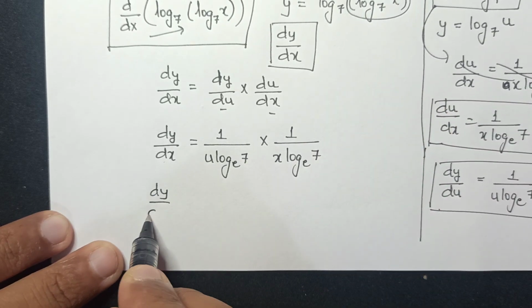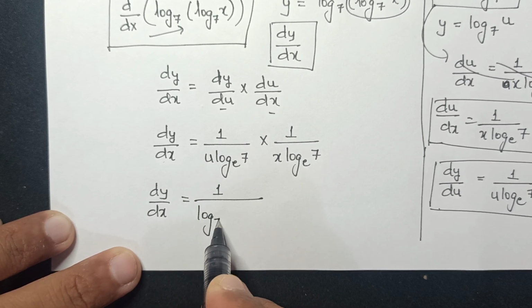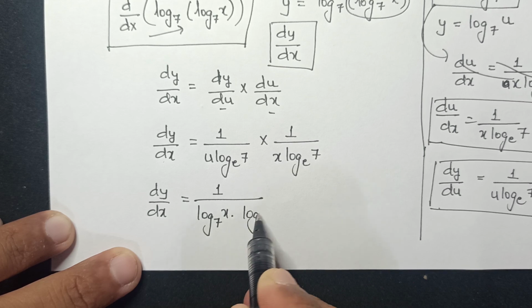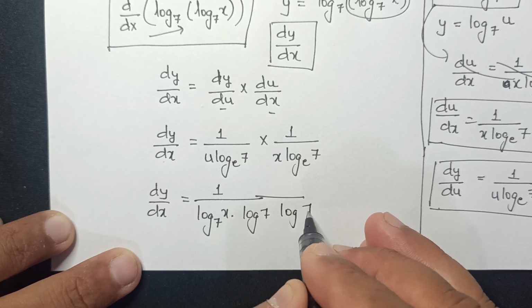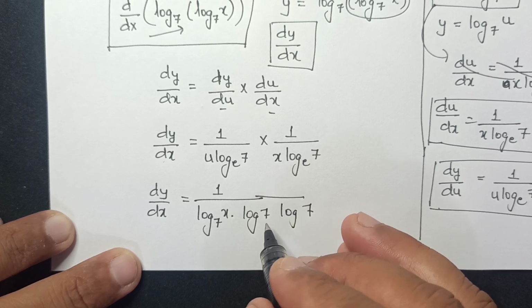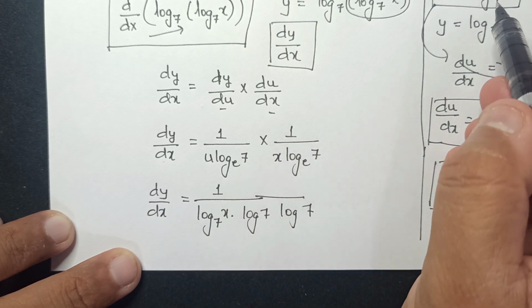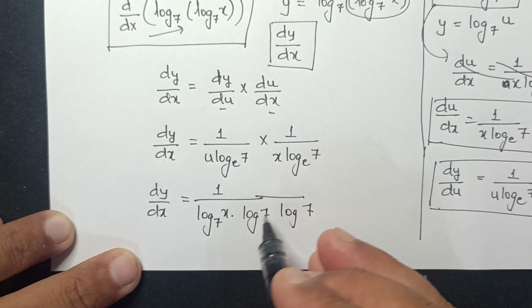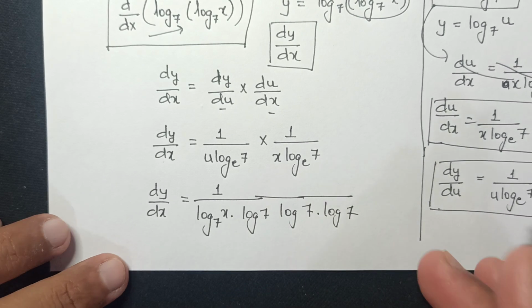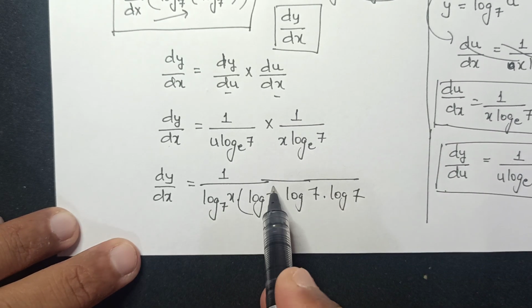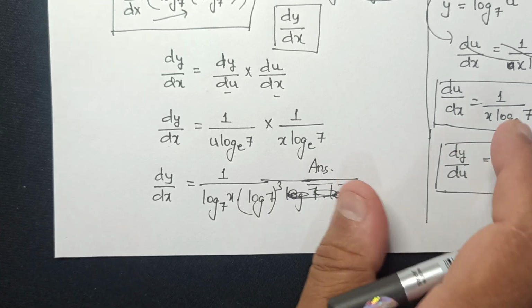That means the value of dy by dx is equal to 1 divided by log to the base 7 of x, multiplied by log e to the base 7, and then we have another log e to the base 7. So this is 1 divided by x, log to the base 7 of x, and then we have log e to the base 7 three times. If you want, you can multiply this together and frame it as power 3. So this right here is the final answer to this particular problem.